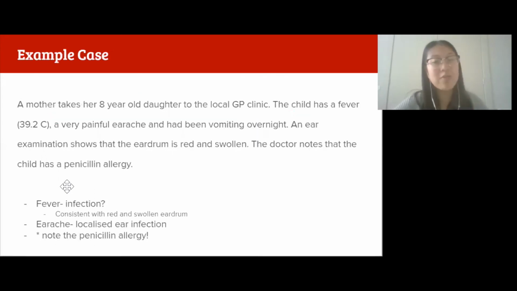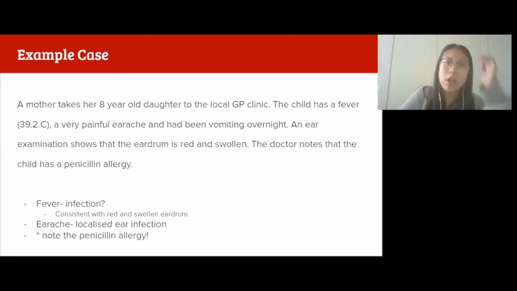So what I'll be doing is running through an example case. I'm not sure if you will or will not get this case, but I'll run you through how to use it, and obviously make sure you use all the links and whatnot. So a mother takes her 8-year-old daughter to the local GP clinic. The child has a fever, 39.2 degrees Celsius, very painful earache, and has been vomiting overnight. An ear examination shows that the eardrum is red and swollen, and we note that the child has penicillin allergies.